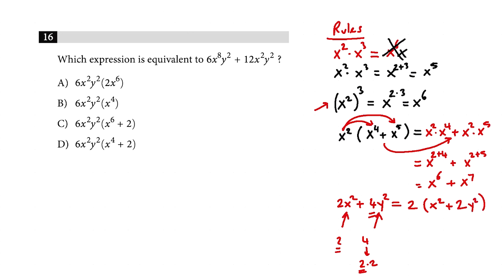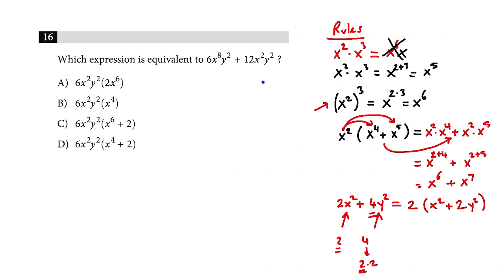Now let's start to solve this question. It's going to be very similar here. As you see, the first one is 6x to the 8th power y squared plus 12x squared y squared. Now I am looking for the common factors. First of all, I see y squared is common. In each term, I see y squared.